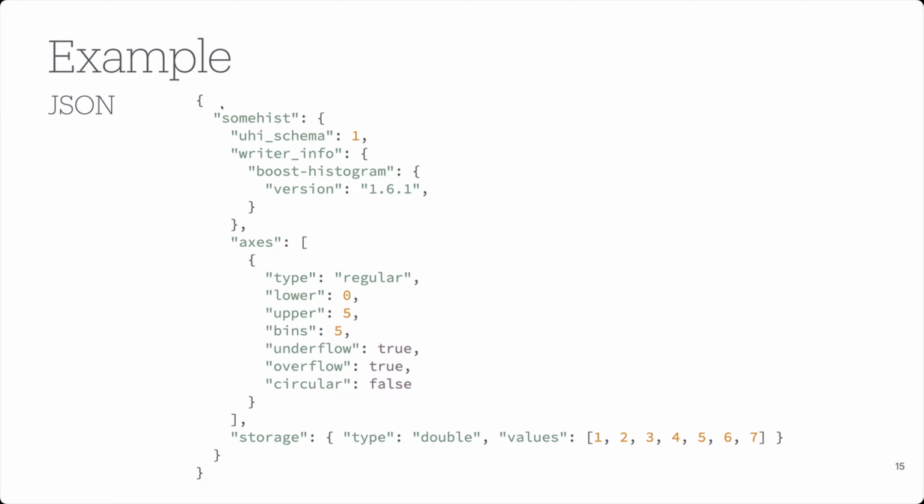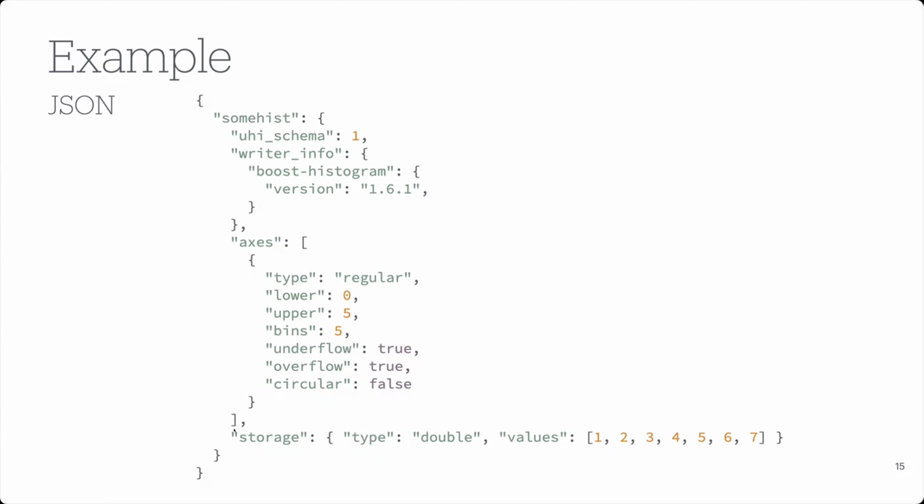You have the histogram name, or you store it in a key, and then the schema describes what's inside of this key. Everyone should have a UHI schema set to 1 because that's our current version. And then you can optionally write in writer info. That is optional. You don't have to, but most writers like to add some information about themselves. So boost-histogram, for example, can add its version, and that's the one recommended key. And boost-histogram will write a little bit of extra information as well for different axes types and things.